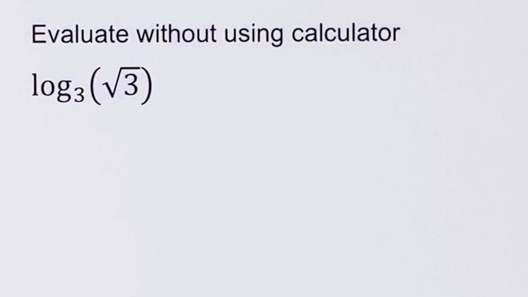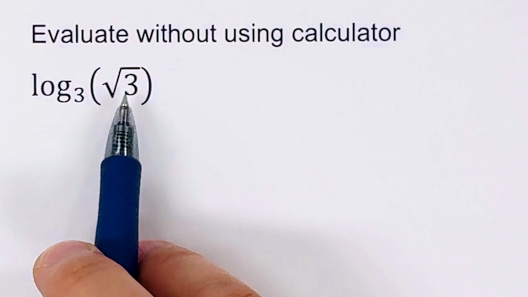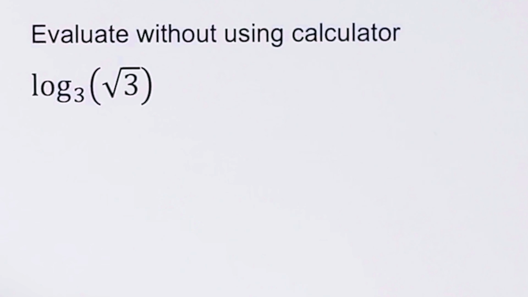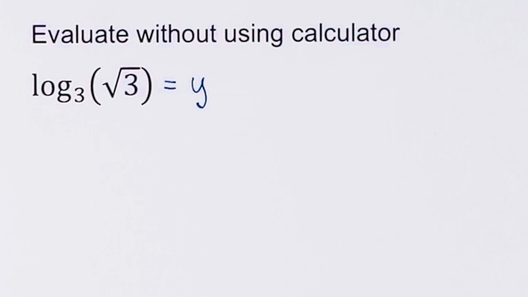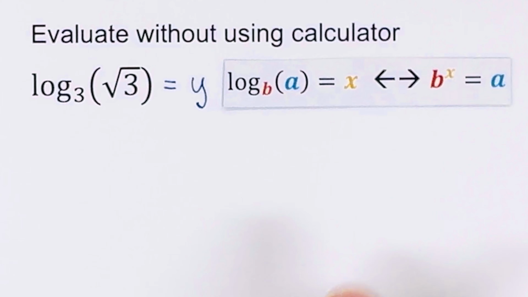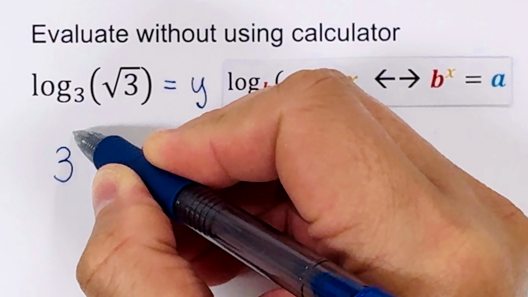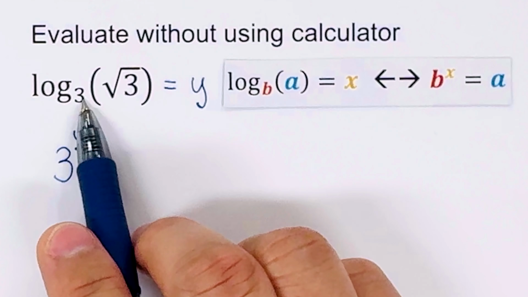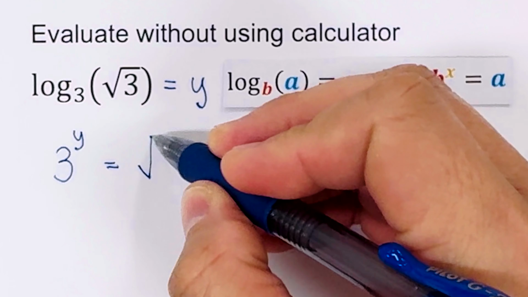In this example, we're given log base 3 of square root of 3. Again, to evaluate this expression, we will have this expression equal to a variable, let's say y here. So we can go ahead and change this given logarithmic form to its equivalent exponential form using this rule right here. So we have 3 raised to the power y. So I got the base 3, and that's raised to the power y is equal to square root of 3.